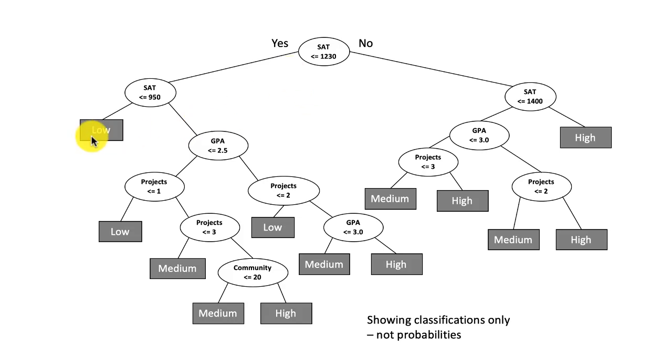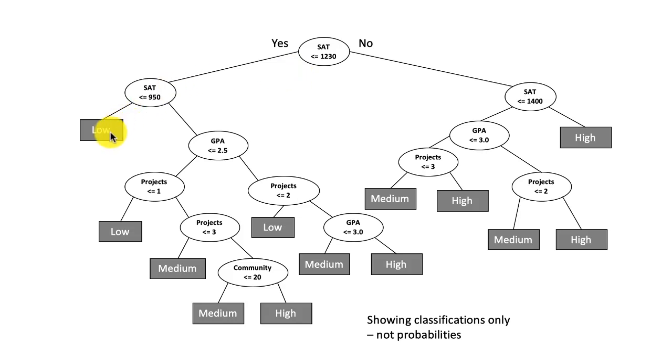And in this case, the first criterion we're looking at is whether the SAT score is less than or equal to 1220. If it is yes, if a person has an SAT score less than or equal to 1220, we are asking, is the SAT score even further less, 950? In that case, we are saying the person's performance is low.